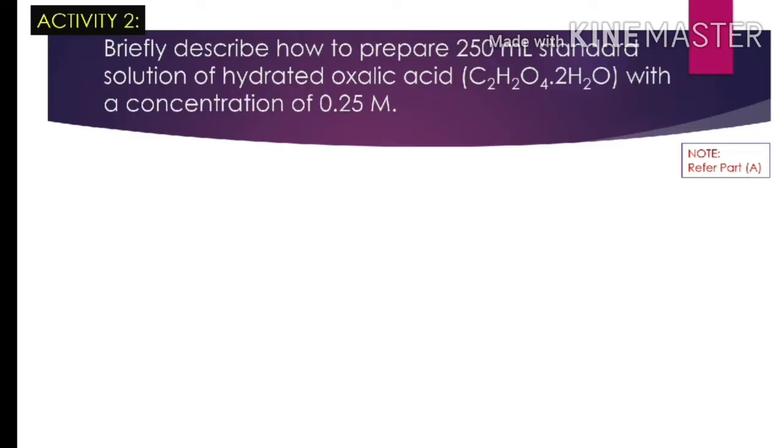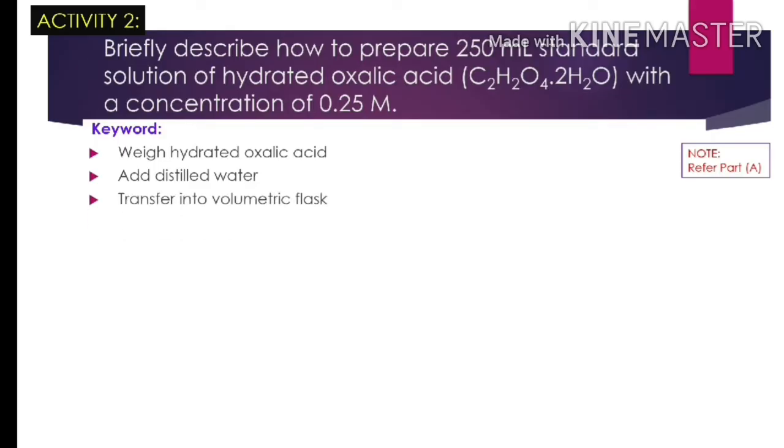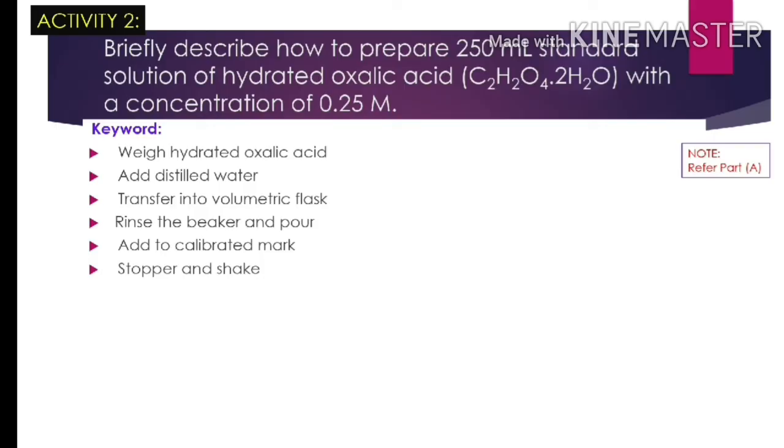This question is related to Part A in this experiment. In Part A, you have to weigh a certain amount of hydrated oxalic acid, and then you add distilled water to dissolve it, and then you transfer it into a 250 ml volumetric flask, and then you rinse the beaker and pour it into the volumetric flask, and then you add distilled water up to the calibrated mark, and then you stopper the volumetric flask and shake it.